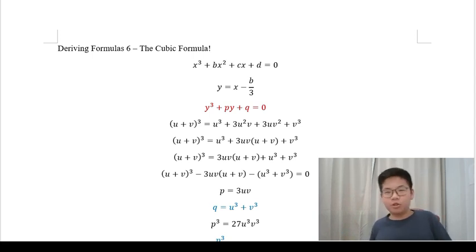Today we are now going to do Deriving Formulas 6, the cubic formula. Now you may know why I have been on a hiatus for a day now. It's because that day, which was yesterday, was the MAT exam day. But now we're going to do something different.